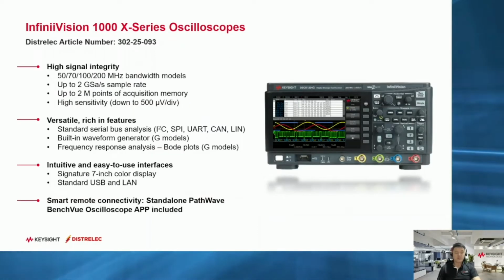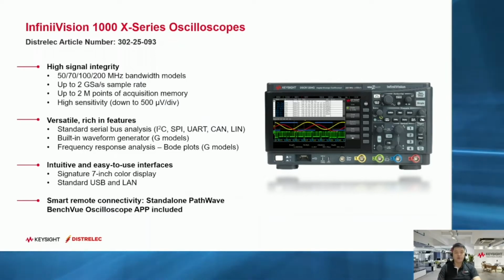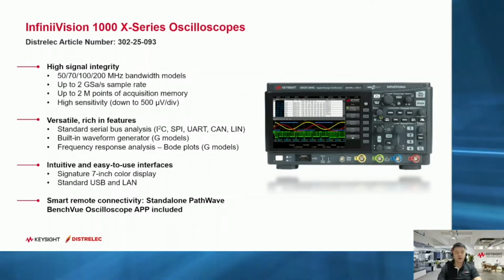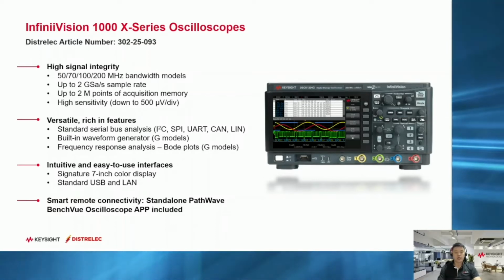The Smart Bench Essentials also includes an oscilloscope. For Keysight, we are offering an entry-level portfolio, the high-value InfiniiVision 1000 X-Series of oscilloscopes, with bandwidth ranging from 50 MHz up to 200 MHz, a high sampling rate of up to 2 gigasamples per second, and a lot of acquisition memory.